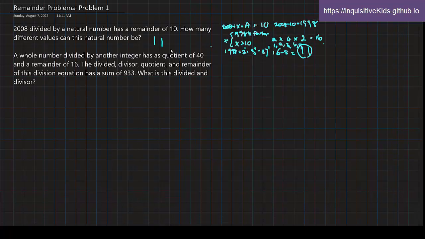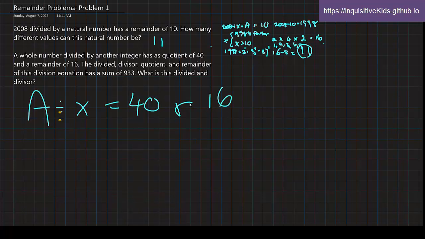A whole number divided by another integer has a quotient of 40 and a remainder of 16. So let's first turn this into a division equation. That's going to be the whole number here, a, divided by another whole number or integer, x, is equal to 40 and has a remainder of 16.